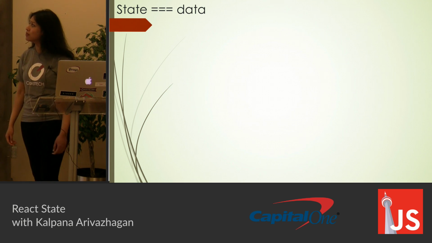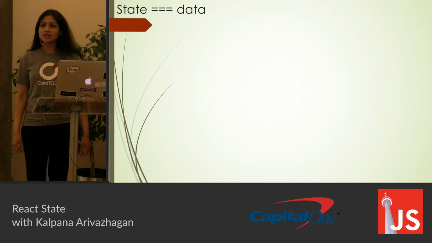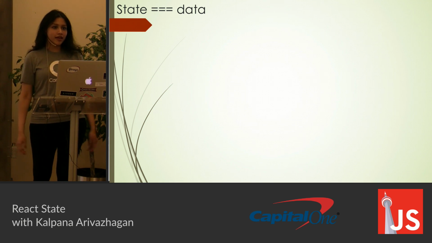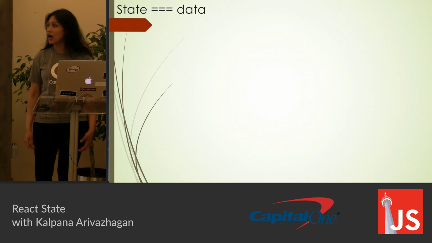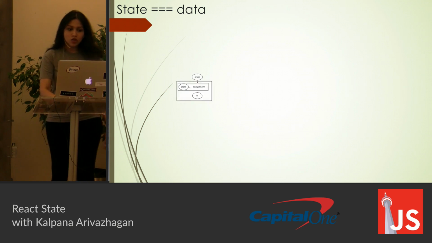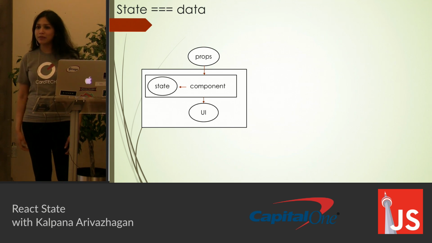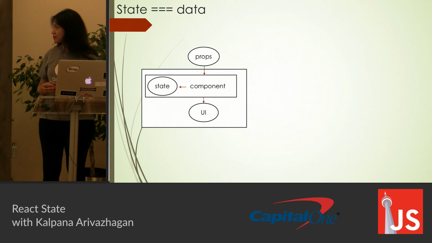So here, we're going to try and understand what is React state. I'm going to go right out and say that state is nothing but data. So we're going to understand how data is being managed in a React application. So what is React, first of all? React is a JavaScript library that is used to build user interfaces. And the building block of a React application is a component.